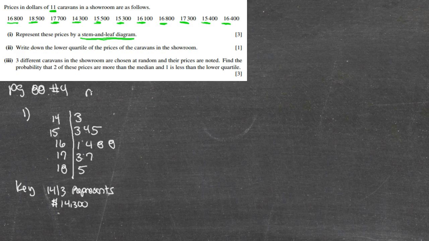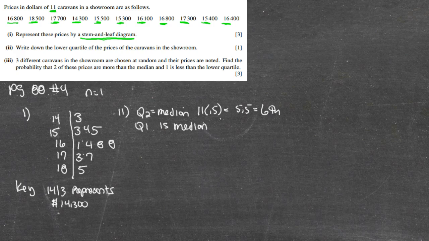All right. Now, part 2, the lower quartile of the prices for the caravans. Let's talk about the median first. The median is the middle piece of data, and we've got 11 of them, so that's going to be the 6th piece. Now, Q1 is the median of the lower half. You have to be careful about this because the median isn't part of that. So I've got 11 pieces: 5 in the lower half, a median, and then 5 in the upper half. My Q1 is going to be the median of the bottom 5.